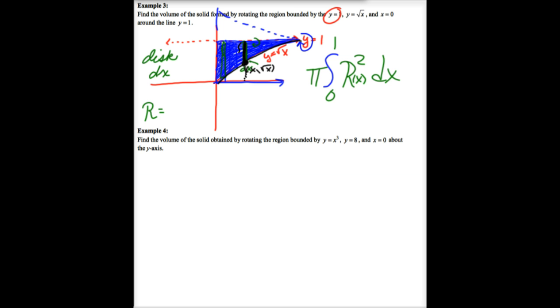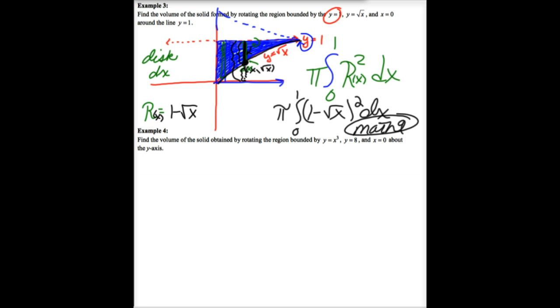That's not what I want. I want this leftover gap between it and 1. So I'm going to have to take 1 and subtract off the square root of x to give me that piece right there. So my radius as a function of x is 1 minus root x. So here's my integral. I'm going to integrate from 0 to 1 of pi r squared dx. And you can go ahead and use Math 9 instead of doing it by hand. For time purposes, I'm going to move on.